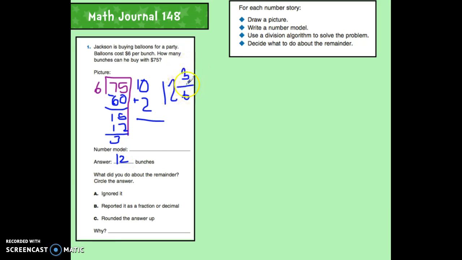Can I buy another bunch? No, I can't. So I can just ignore it. I can't buy another bunch, not this time. So where it says draw a picture, you can just do your division problem.